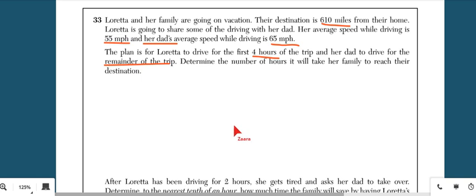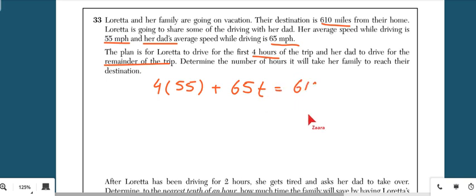Initially, first I will calculate. Let's try to make it into a linear problem. 4 times 55. This is the total distance covered when Norita was driving. Now I am adding the total distance covered when her father was driving. It would be 65 times t, where t is the number of hours. Clear? And the total distance is 610 miles.